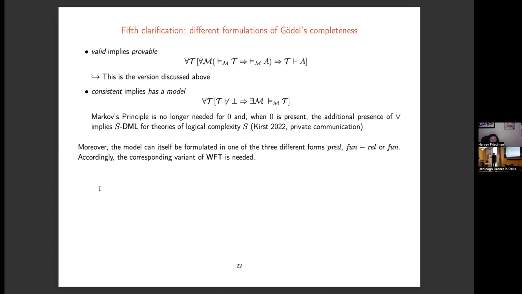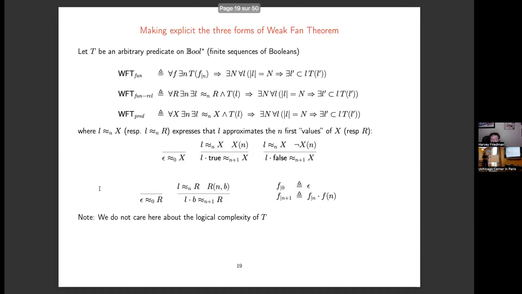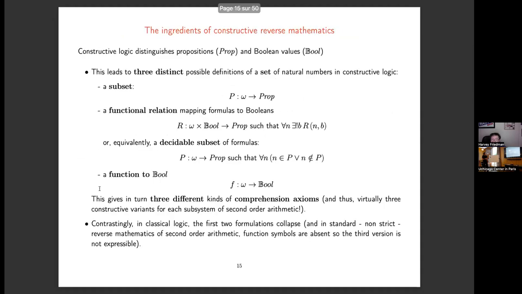Thanks, Hugo, for this. Just one quick question. Could you go back to the three definitions of subsets of N? What may feel a bit weird is that you said that the last two collapse if you have the law of excluded middle, right? Yes. But you also said that from a classical point of view, they are the same. So one could expect that if you add the law of excluded middle, you should get that the three definitions collapse, but you don't get that. So maybe you could give an explanation. And then I have a second question.